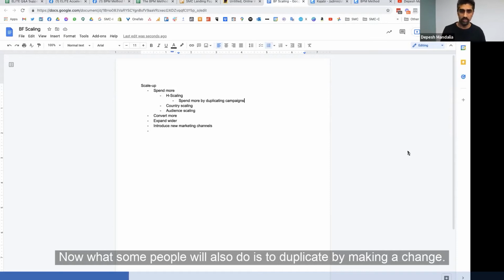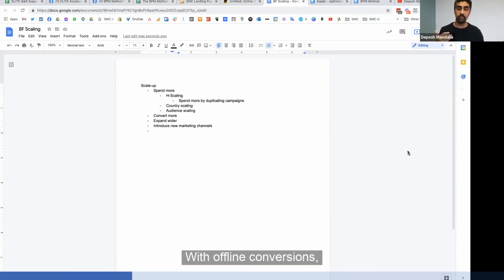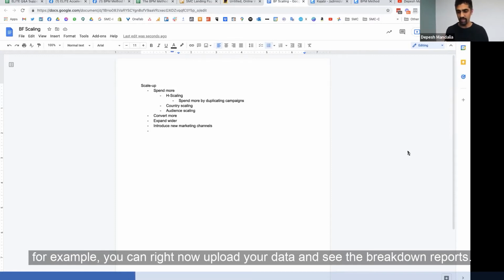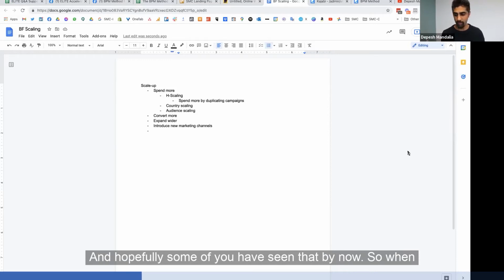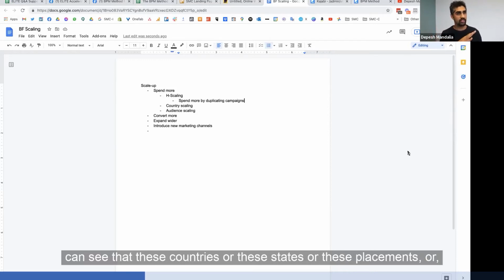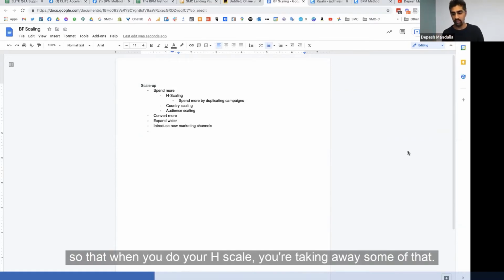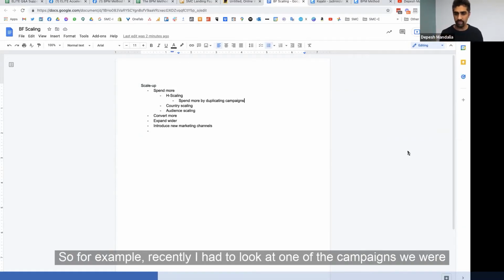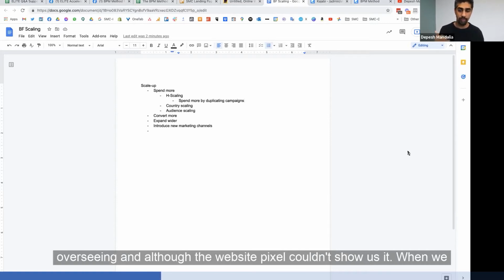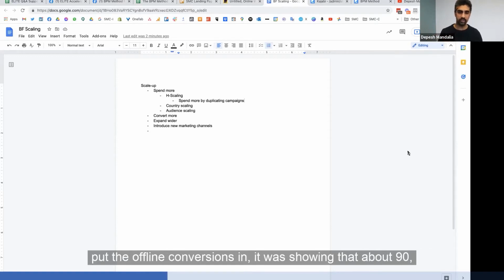Now, what some people will also do is duplicate by making a change. With offline conversions, for example, you can right now upload your data and see the breakdown reports. And hopefully some of you have seen that by now. So when you look at your data, you can see that these countries or these states or these placements or platforms are working better for me, so that when you do your H scale, you're taking away some of that. So for example, recently I had a look at one of the campaigns we're overseeing, and although the website pixel couldn't show us, when we put the offline conversions in, it was showing that about 90, maybe 95% of revenue was coming through Facebook.